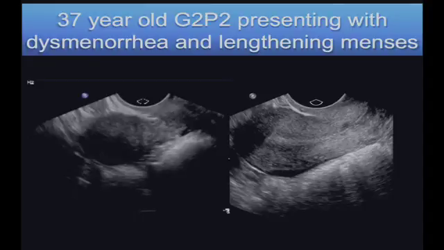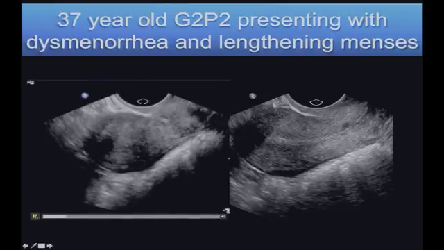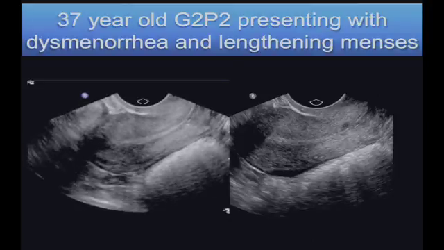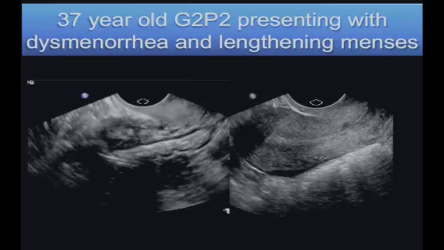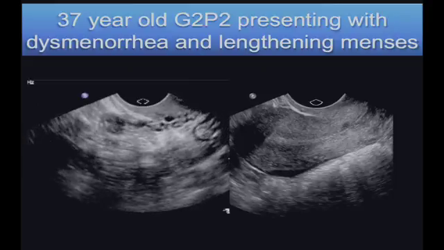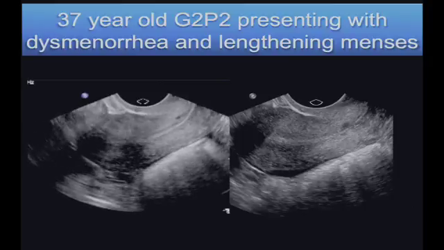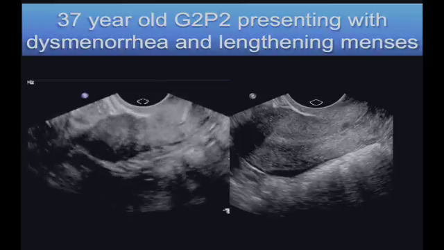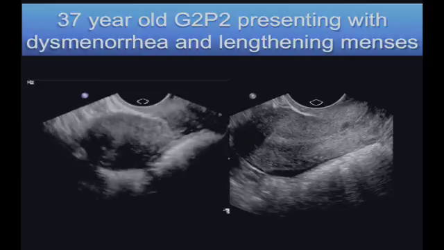So next patient is a 37-year-old gravida 2 para 2 presenting with dysmenorrhea and lengthening menses. And let's look at a cine clip through the endometrium of this patient. And really, it's very difficult just looking at these 2D images to determine if there's anything associated with this endometrial cavity that's causing this patient's problem.